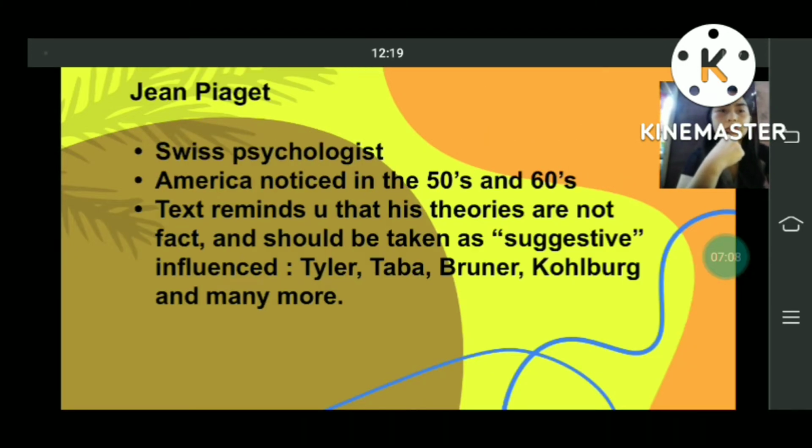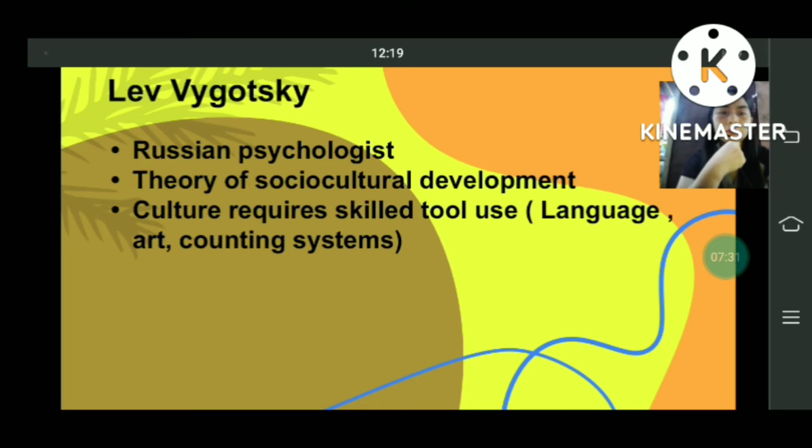And next, Jean Piaget. He is a Swiss psychologist. The Americans noticed his work in the 50s and 60s. The text reminds that his theories are not fact and should be taken as a suggestive influence, according to Tyler, Taba, Bruner, and Kohlberg and Minimore.